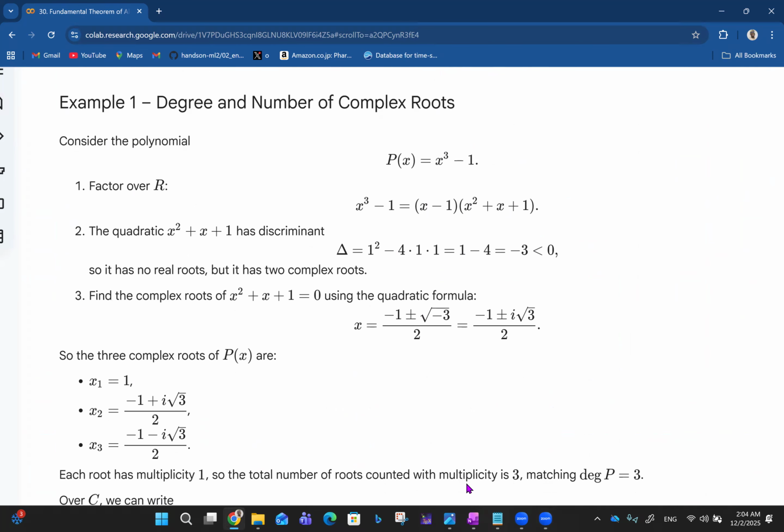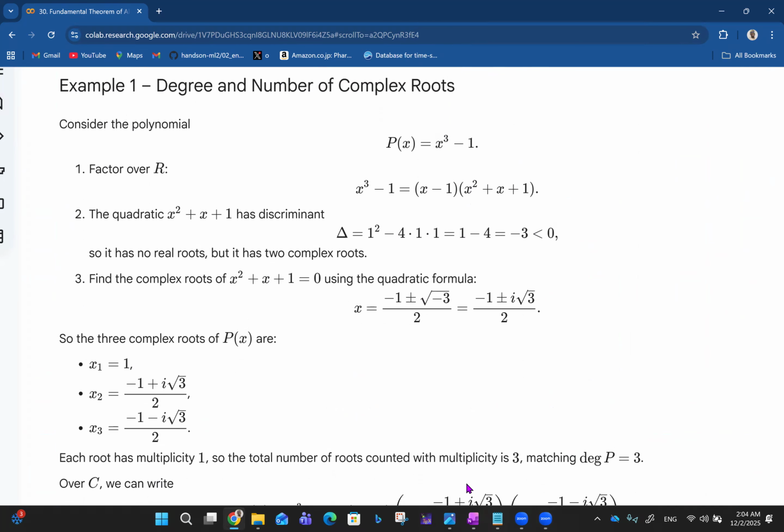So let's talk about an example of that now: degree and number of complex roots. Consider the polynomial p of x equals x cubed minus 1. We can factor over R. We have x cubed minus 1 equals x minus 1 times x squared plus x plus 1.